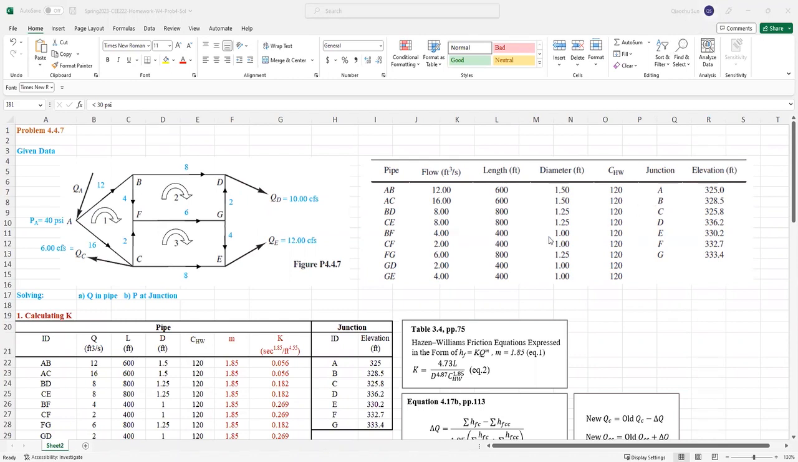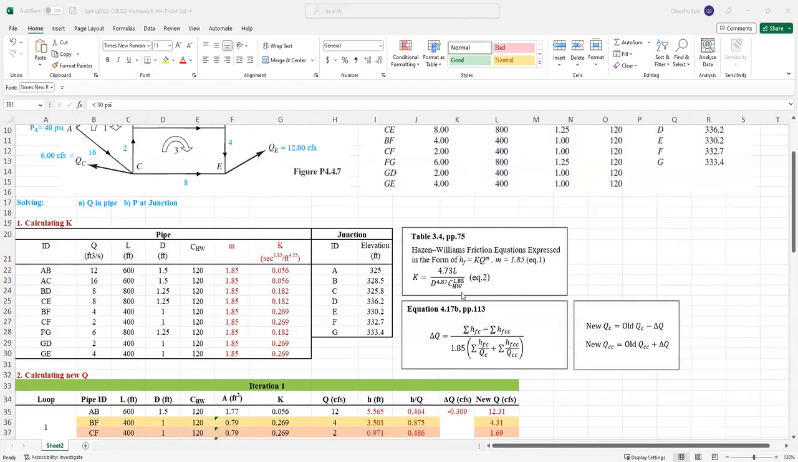The problem provides us the information about the initial flow rate, the length, diameter, and the coefficient for the Hazen-Williams equation in the pipe. It also provides us the elevation at each junction. The problem asks us to calculate the flow rate in each pipe and the pressure at each junction by applying the spreadsheet.